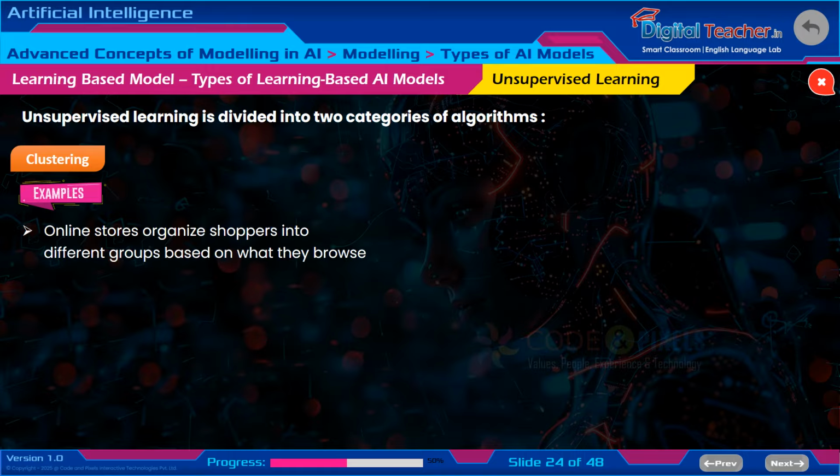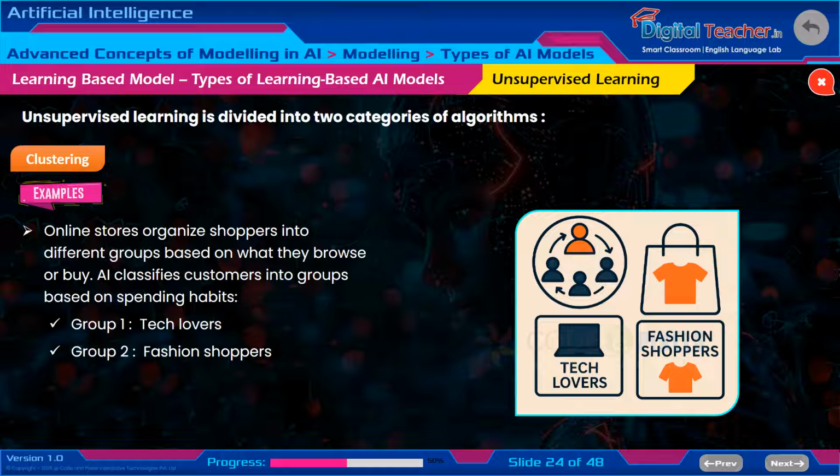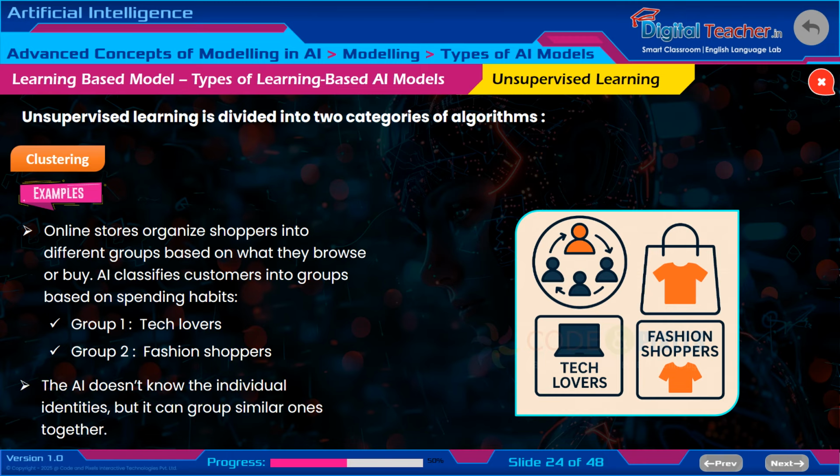Example: online stores organize shoppers into different groups based on what they browse or buy. AI classifies customers into groups based on spending habits. Group 1, tech lovers. Group 2, fashion shoppers. The AI doesn't know the individual identities, but it can group similar ones together.